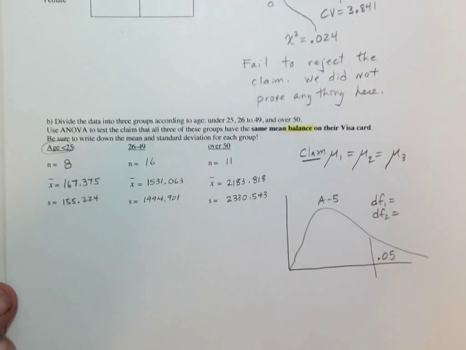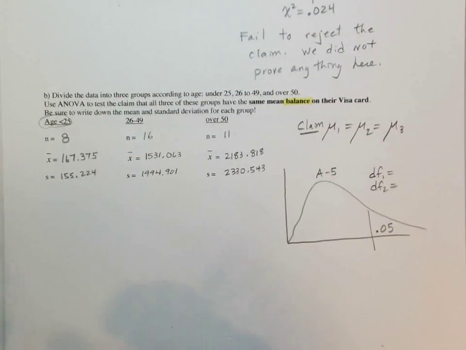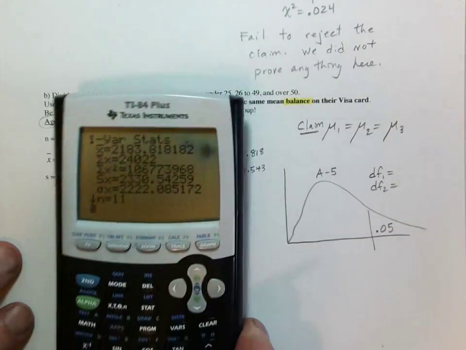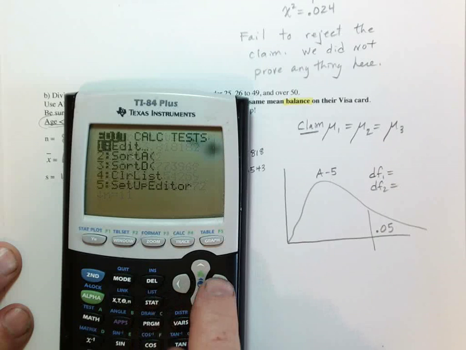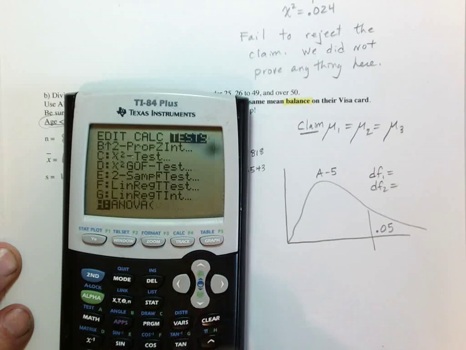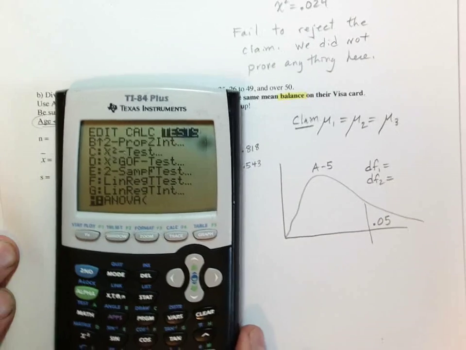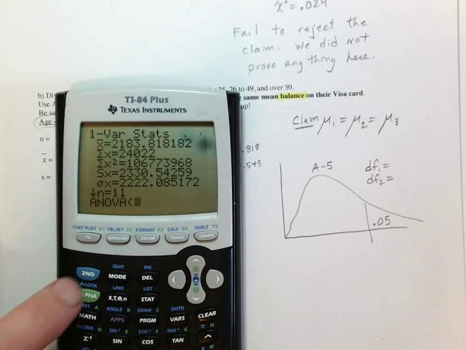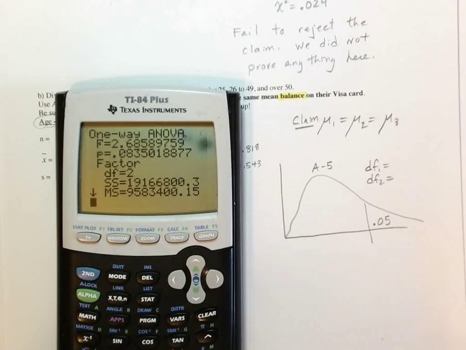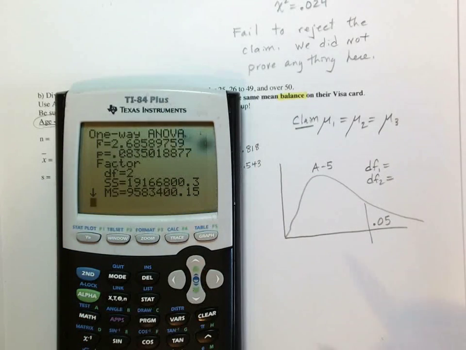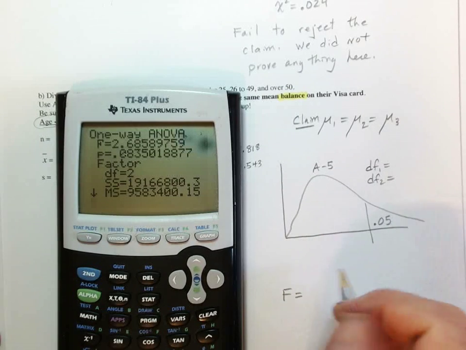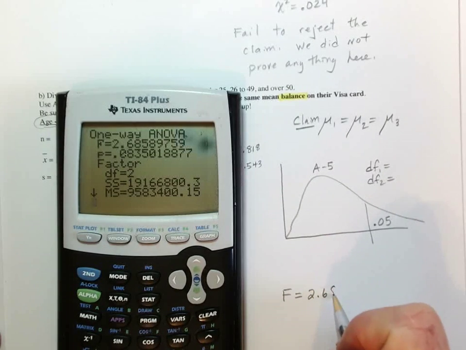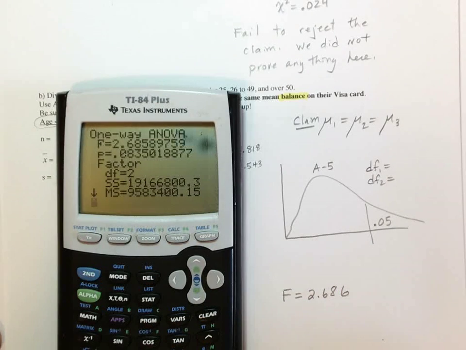There's degrees of freedom number 1, and there's degrees of freedom number 2. And all of this can be done on the calculator. So I have the data in list 1, list 2, and list 3. Then go to stat, tests, and the ANOVA is the last one. Then just tell it which lists your data is in, list 1, comma, list 2, comma, list 3. And it will tell you the test statistic as well as the degrees of freedom. So the F is the test statistic, which I'll just write down right now. F equals 2.686 if I round it to 3 decimals.